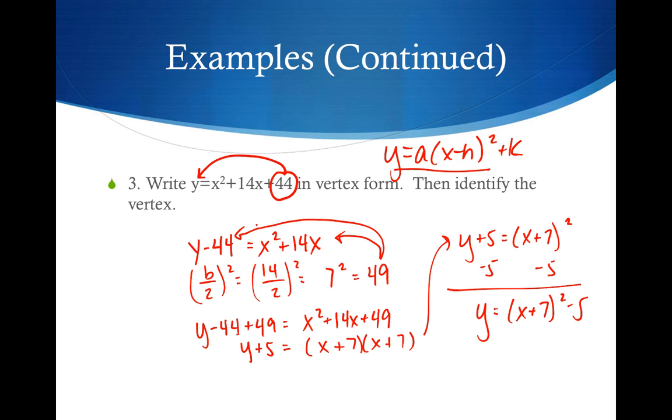And then remember, to identify the vertex, your vertex is just located at (h, k). So my vertex here, the number with the x gives me the x coordinate, but again, it's always the opposite of the sign that's in there. So it's going to be at negative 7. The number that's on the outside is my y coordinate. So negative 7, negative 5.